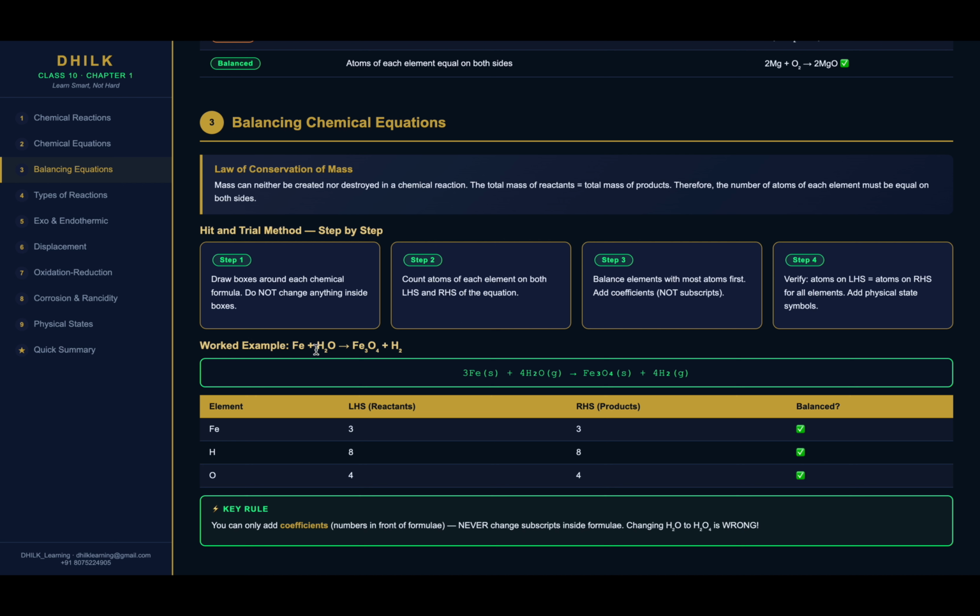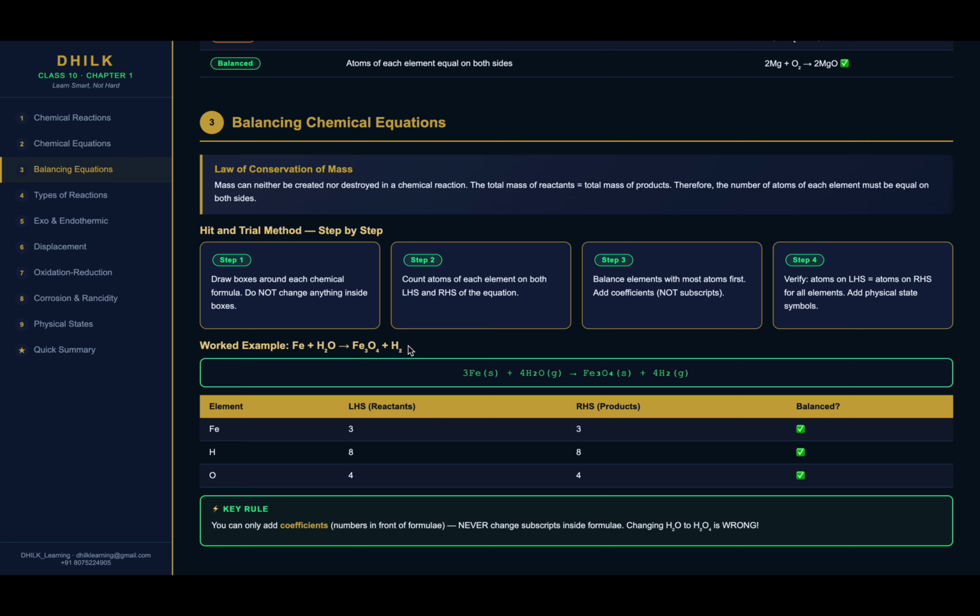If you write 4H2O, then oxygen will be balanced, but the number of hydrogen atoms will change. If you write 4H2O on the left side, there will be 8 hydrogen atoms on the LHS, and still only 2 hydrogen atoms on the RHS. So now you have to change the number of hydrogen atoms. If you want 8 hydrogen atoms on the RHS, you have to write 4H2. If you give 4 as the coefficient for H2, then there will be 4 into 2, 8 hydrogen atoms. Got it?